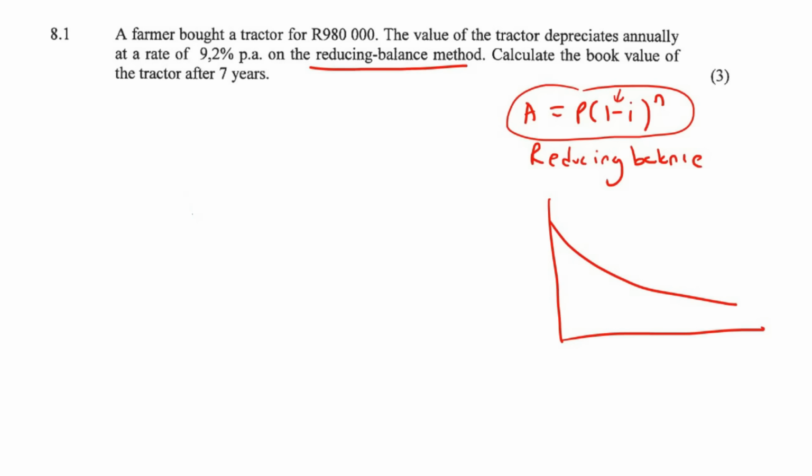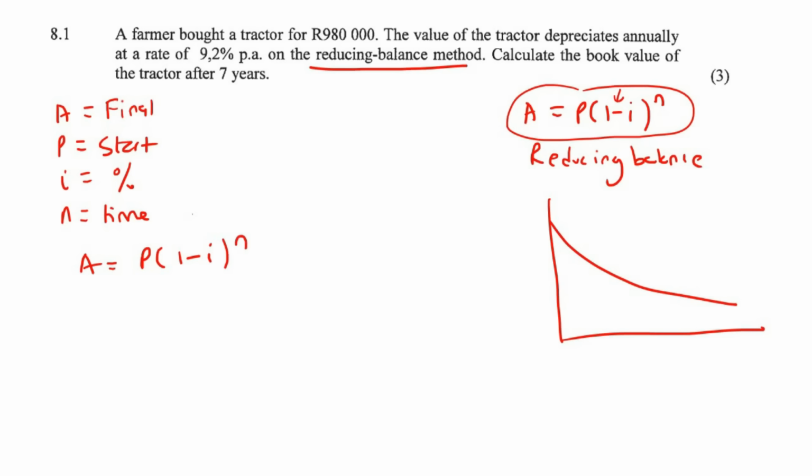Okay. And just a little refresher in case you're doing revision. A is the final, P is the start, I is the percentage or the interest rate, and N is the time, for example, like the years or the months. Okay, so let's go write down our formula. The final amount is what we're trying to work out. The starting amount of this tractor was 980,000 Rand. The interest rate is 9.2, and it's annually.